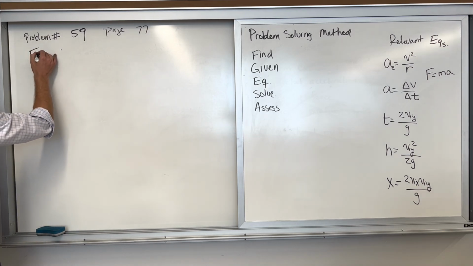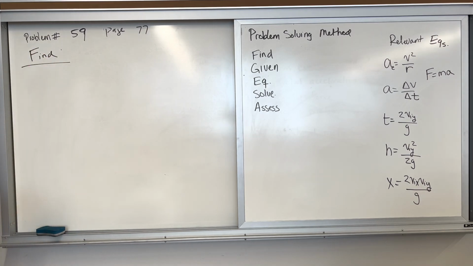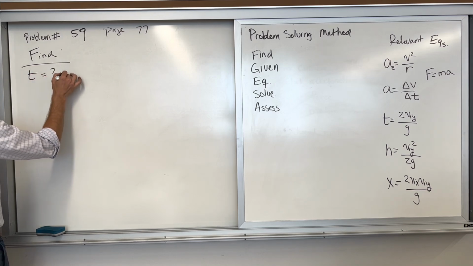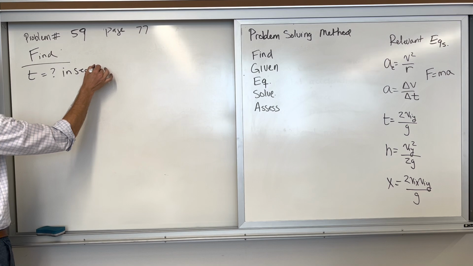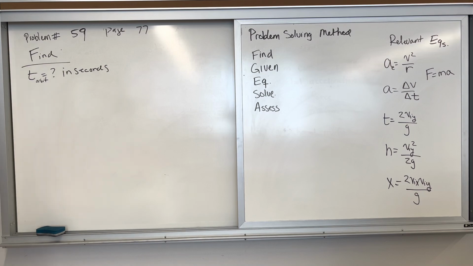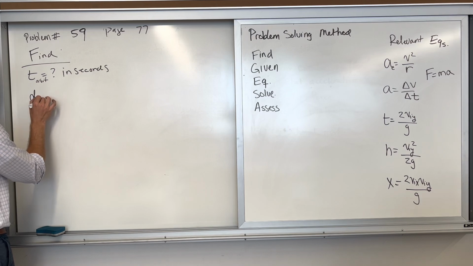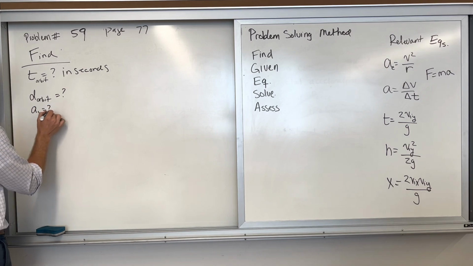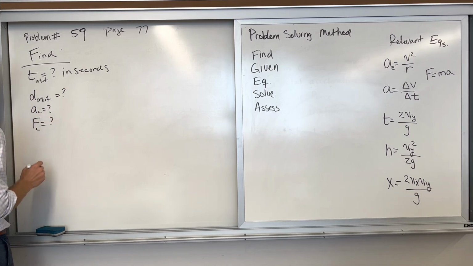Okay, so we're asked to find how many seconds the Earth takes to travel around the Sun. So T orbit in seconds. What distance does the Earth travel in 1 year? So the distance of one orbit. What is the Earth's average centripetal acceleration? And the force, the centripetal force.